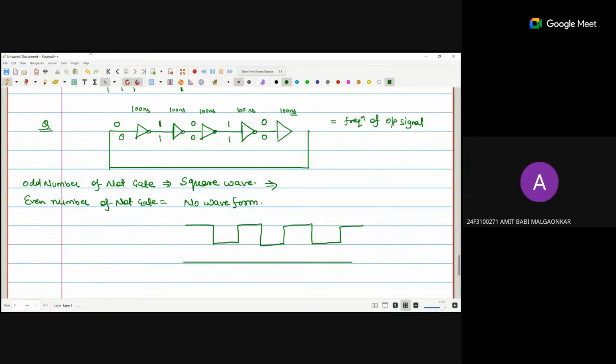Any doubt? Sir, can we check this on our ADLM kit at home? Yes, you can check that also. Basically, when we are using a NOT gate, for example a NOT gate IC, the thing to check is whether that NOT gate IC has a delay or not.